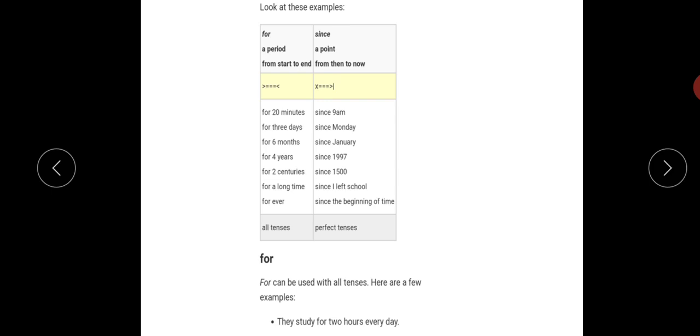Okay, and you should know this, that normally we use since with perfect tenses. Okay, it can only be used with perfect tenses. See here, and for you can use it with all tenses. We can use it with everything. You understand? For can be used with all tenses. Okay ma? Yes.